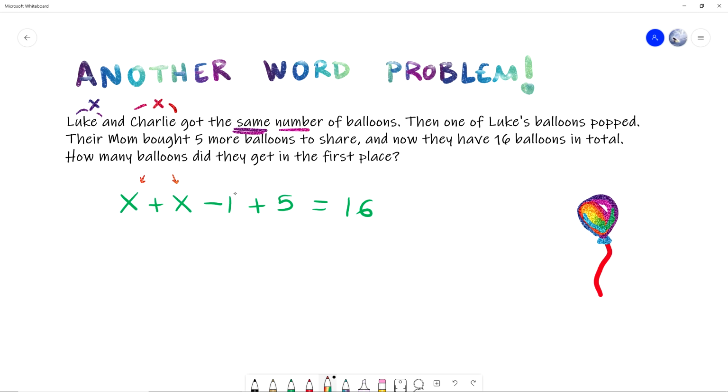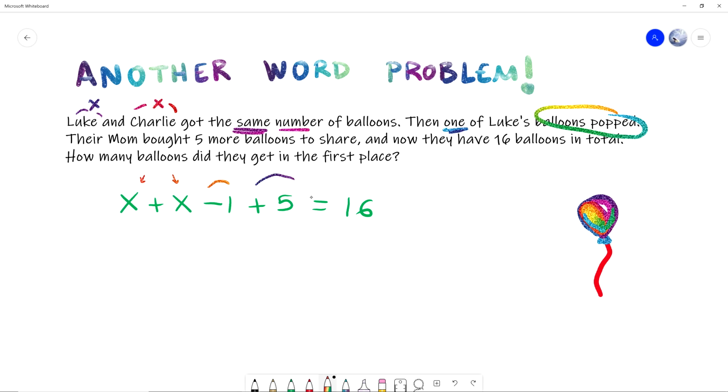Then you wrote minus 1. What happened? I think there is a dramatic story behind this minus 1. Yes. What happened? The balloon popped. No way! Here it is. 1 balloon popped, so you subtracted 1. Perfect. But then there is a happy ending to the story.